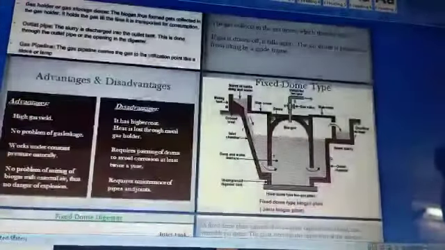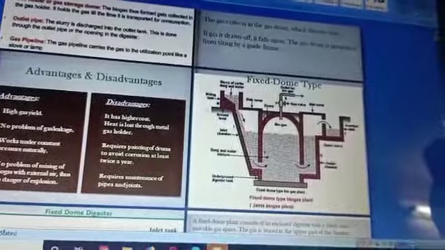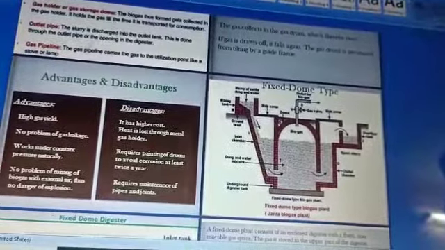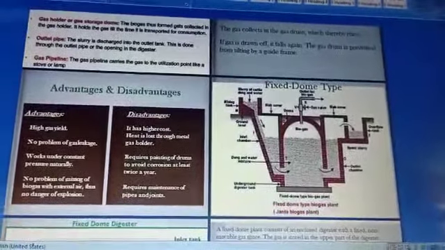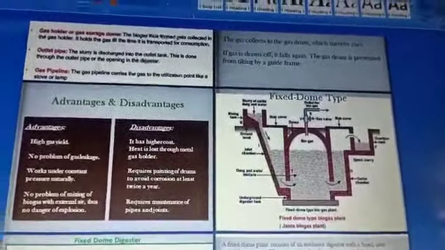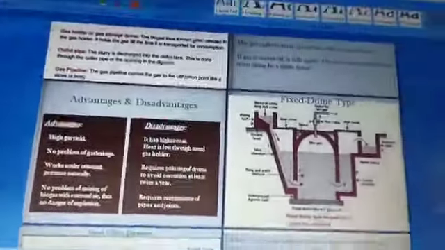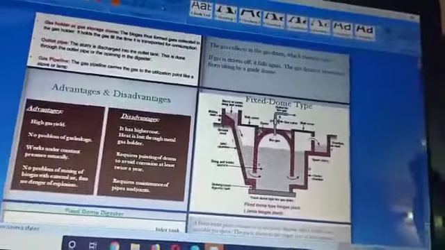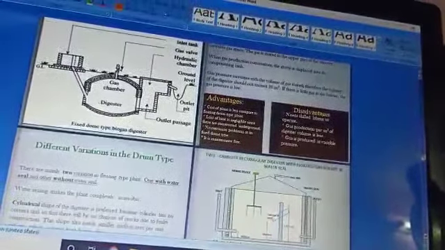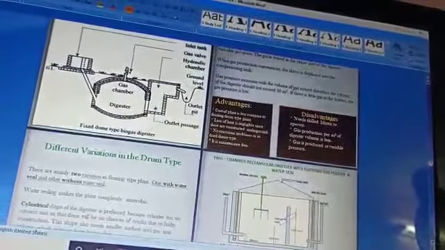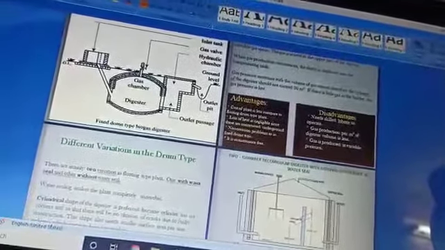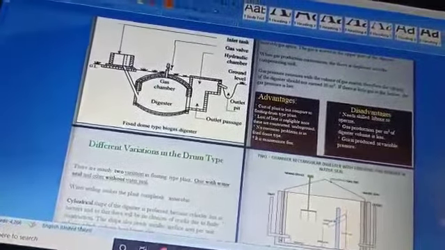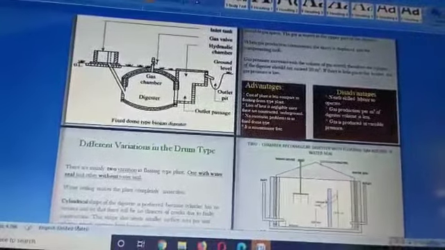As it is a floating type, you will have the drum as a floating digester, and an outlet pipe, which is used for collecting the gas, with a pipeline used for lamps and other processes. The fixed drum digester is a fixed one, and the remaining process is common. You will see it like this: an inlet pipe, a fixed digester, gas chamber and an outlet pipe, gas valve, hydraulic chamber and ground level.